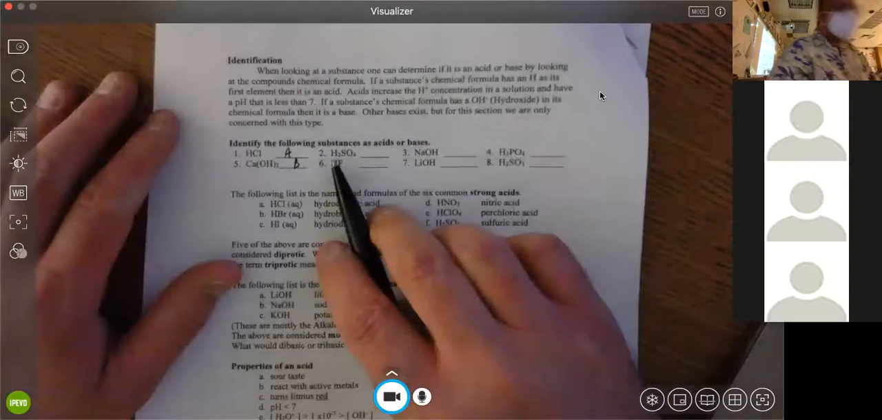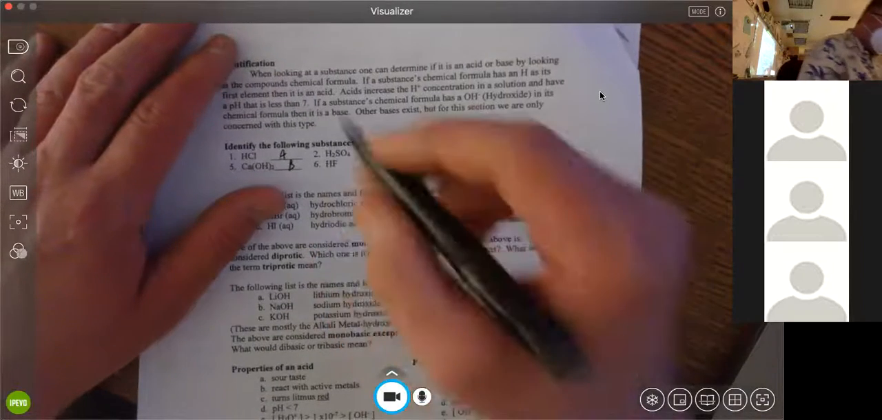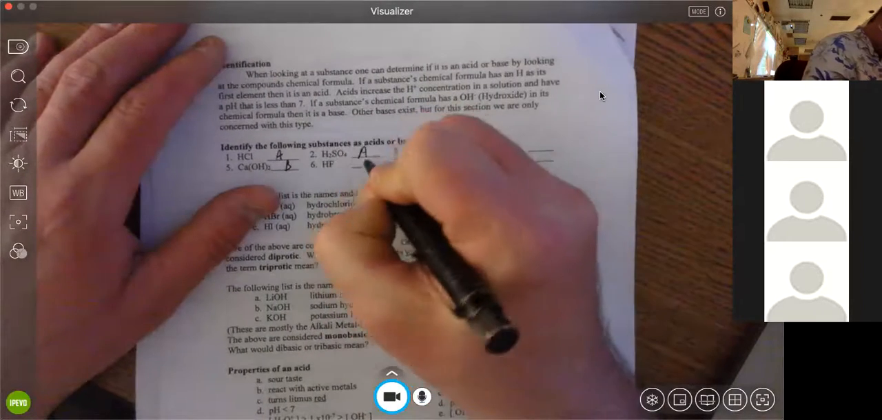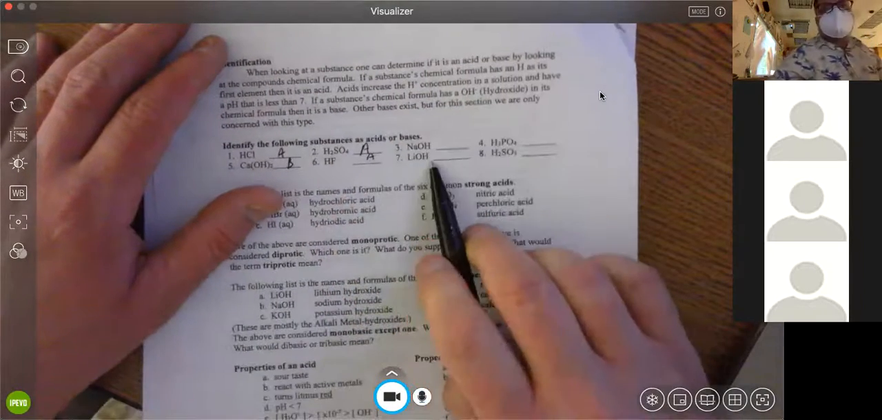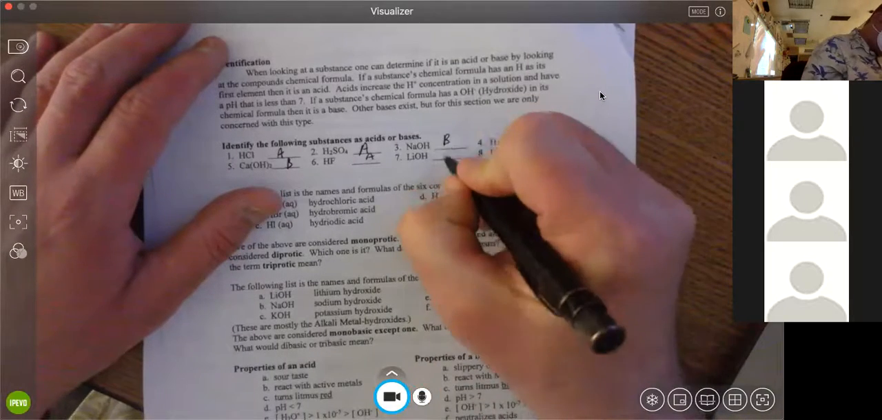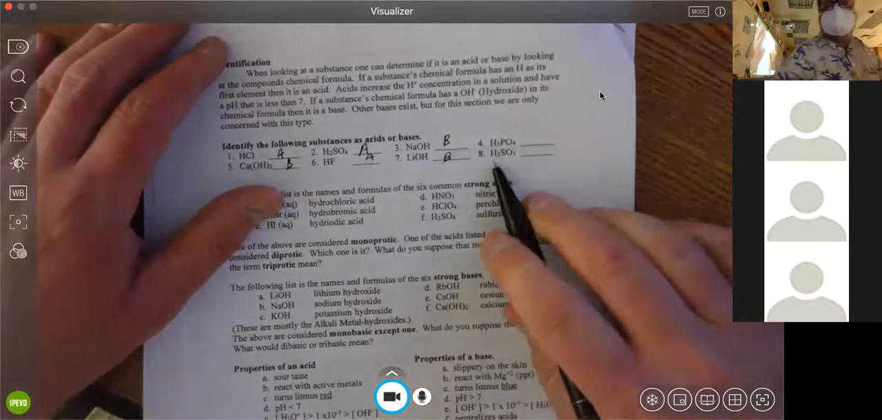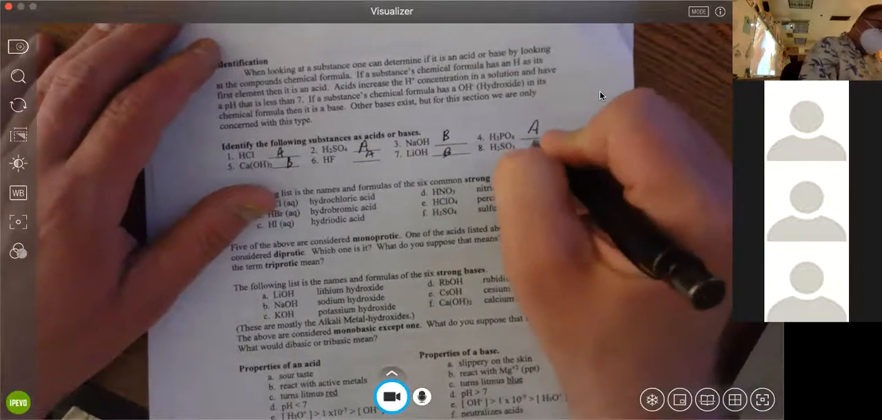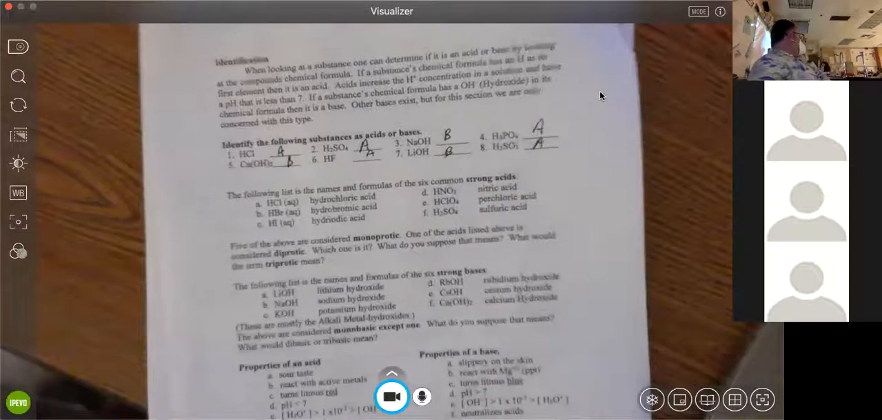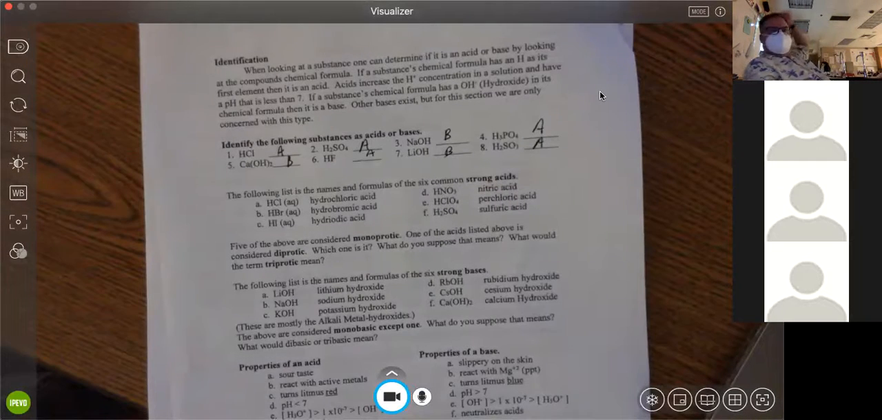All right. We have an H in front of both of these, so they are acids. We have an OH at the back of both of these, so they are bases. We have an H in front of both of these, so they are acids. Is that easy for Arrhenius acid-bases?